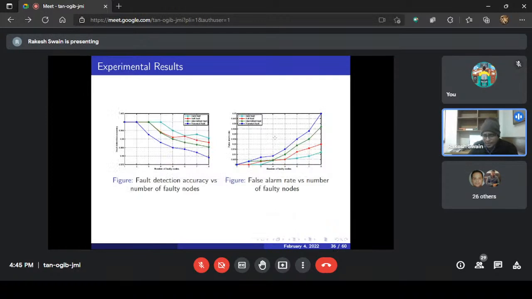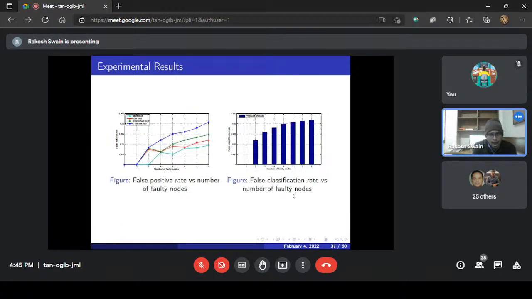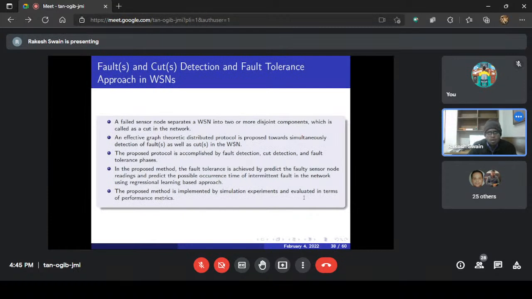So these are the experimental results of the fault detection accuracy, for whatever number of faulty nodes there are. Similarly, the false alarm rate, the false positive rate, and the false classification rate for the experimental purposes. Okay, so this is one.